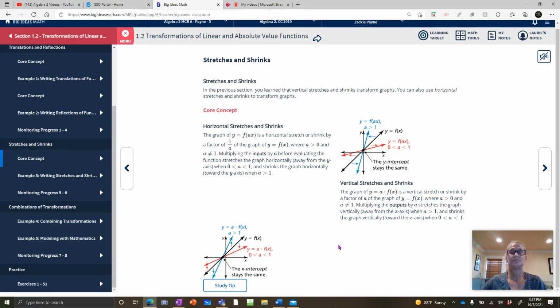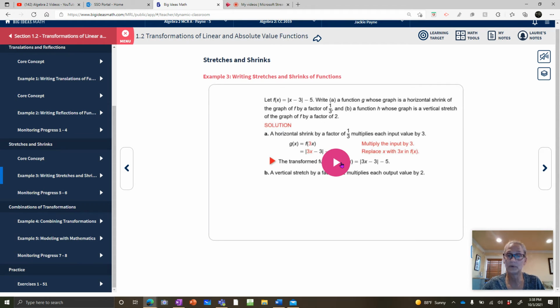On the other hand, and that's vertical, it can also be stretched or shrunk this way, in which case the horizontal stretch is by a factor of 1 over a, where a is greater than 0. So as you can see, if a is greater than 1, it's still going to be steeper. If a is less than 1 but greater than 0, it will be flatter, like a shrink.